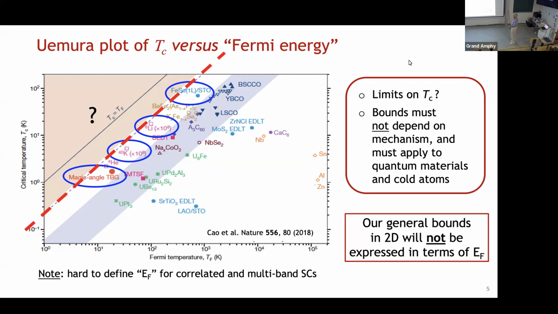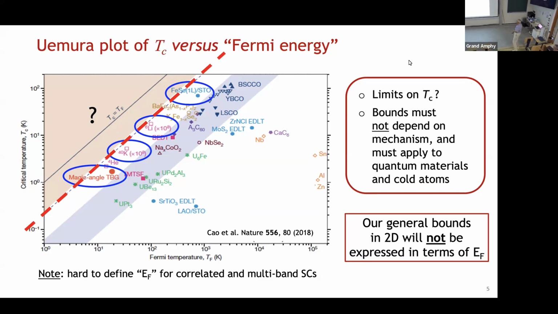So this raises the question: is there some quantum mechanical reason why you could never have superconductivity in this upper triangle? And if there is such a reason, there are limits on TC. This putative bound should not depend on the mechanism of superconductivity, because these systems have absolutely nothing in common other than the fact that they are paired superfluids.